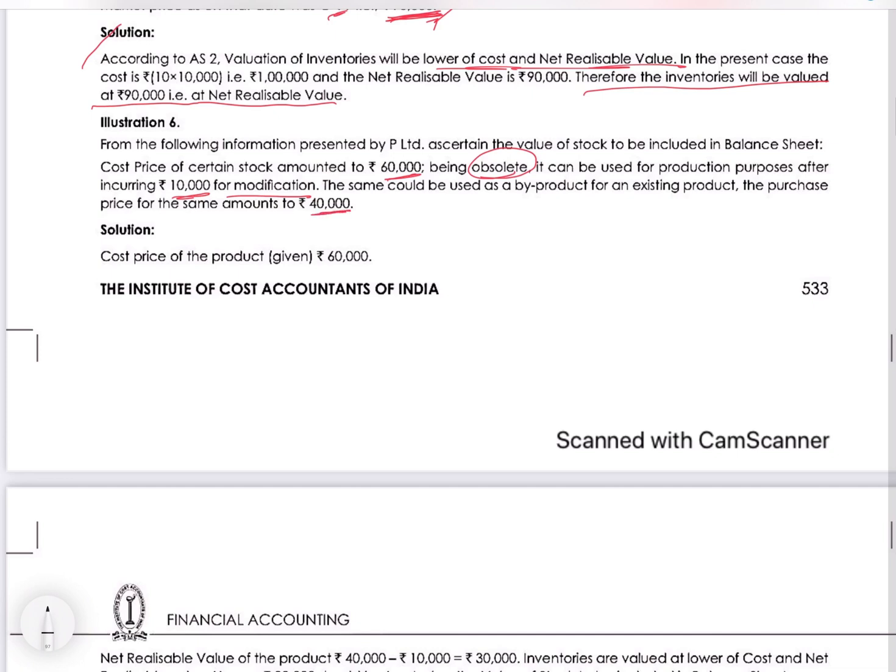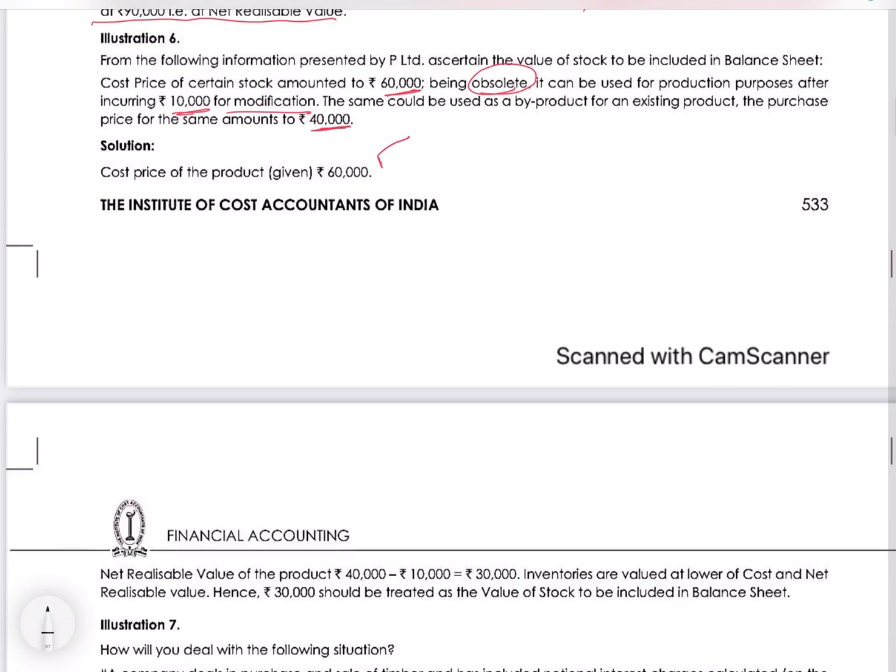So what are they saying here? A cost price of a certain stock amounted to 60,000. So there is one product in stock whose cost price is 60,000. It's obsolete. But it can be used for production purpose after incurring 10,000 for modification. So if they spend some 10,000 rupees, then they can use it for the production purpose. The same could be used as a byproduct for an existing product. The purchase price of the same amounts to 40,000.